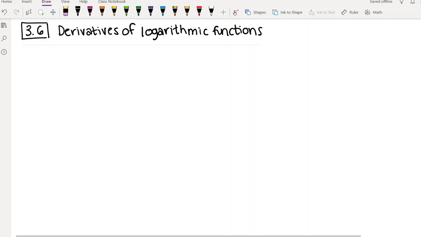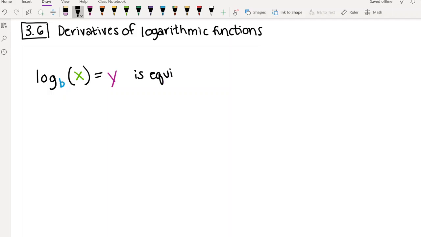Okay, so the main thing we need to know is the definition of a logarithm. In general, the definition of a logarithm is that if log base b of a number x is equal to another number y, that is equivalent to saying that b, the same number that was the base there, to the y is equal to x.